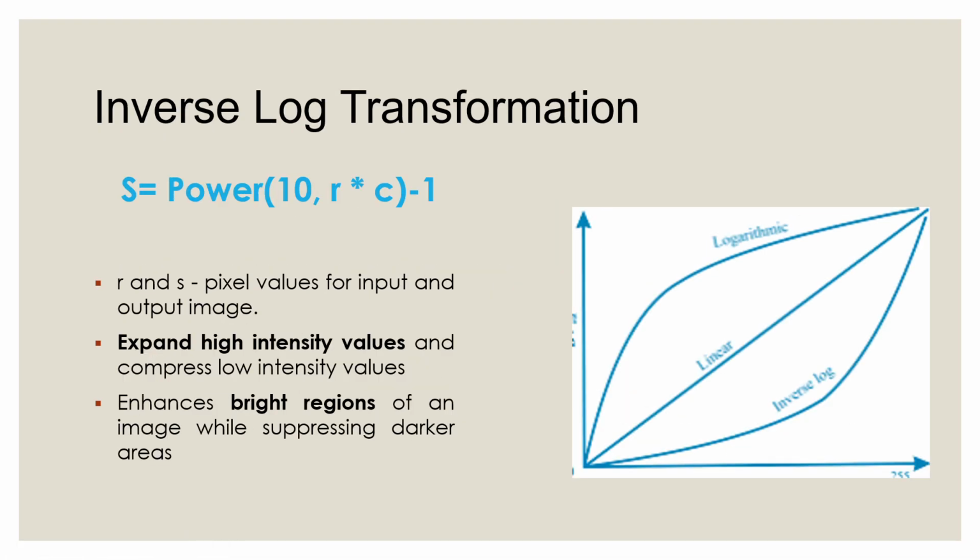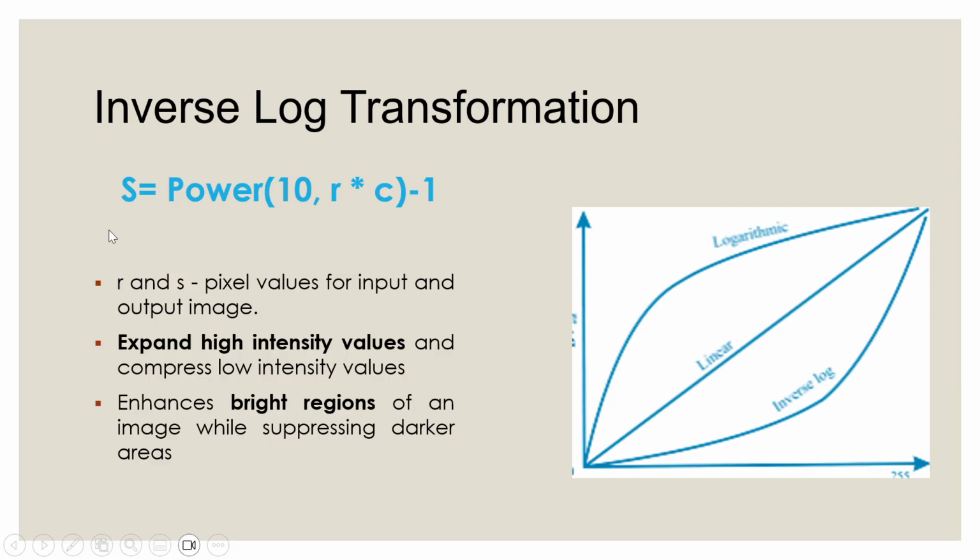Next is the inverse log transformation. Inverse log transformation is the opposite of the log transformation. The log transformation curve is on the upper side, whereas the inverse log transformation is just the opposite. So we can directly map the inverse for each and every value of the log, and we will get the curve on the other side of the log curve.